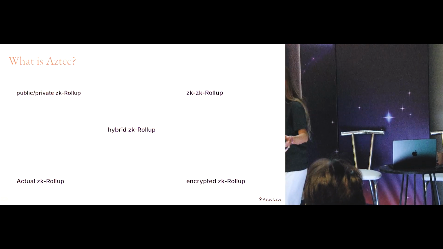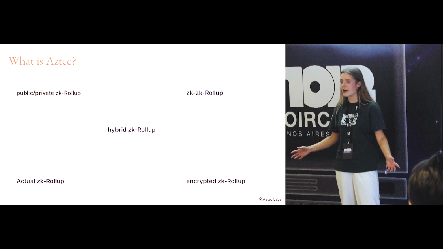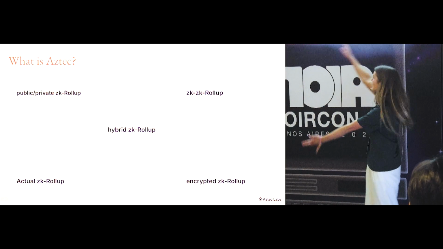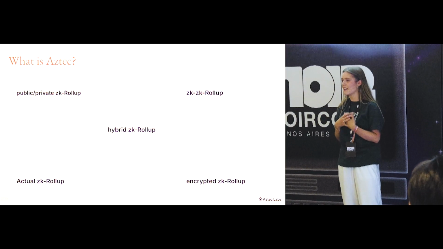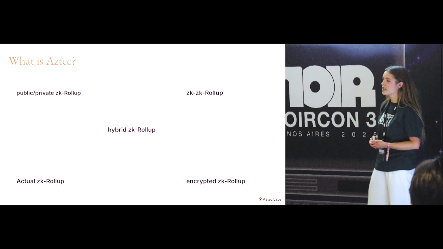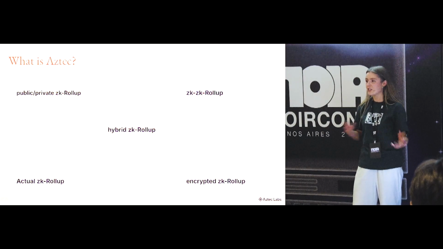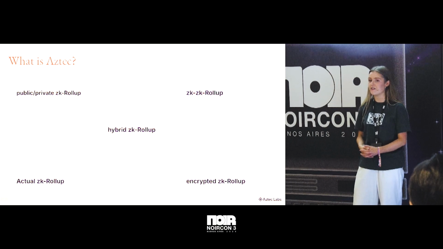Hopefully you all understand why Aztec is awesome. Aztec is awesome because we have programmable privacy. What is Aztec? It's all of these words. But I like to say ZK rollup because I think it sounds funny. But it's just a ZK rollup, so we're using ZK proofs for proving state changes, like normal ZK rollups. But then we're also using zero-knowledge proofs for proving private state.